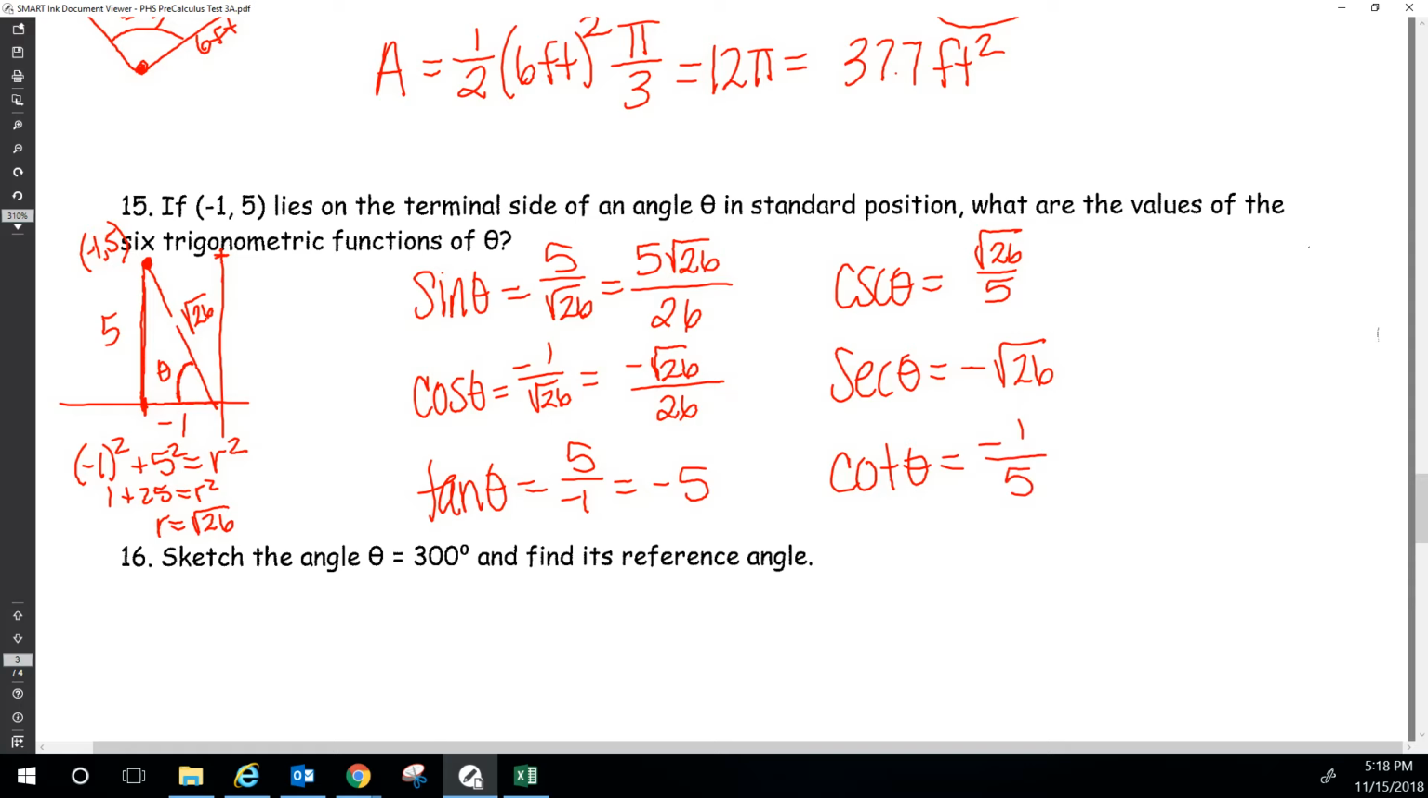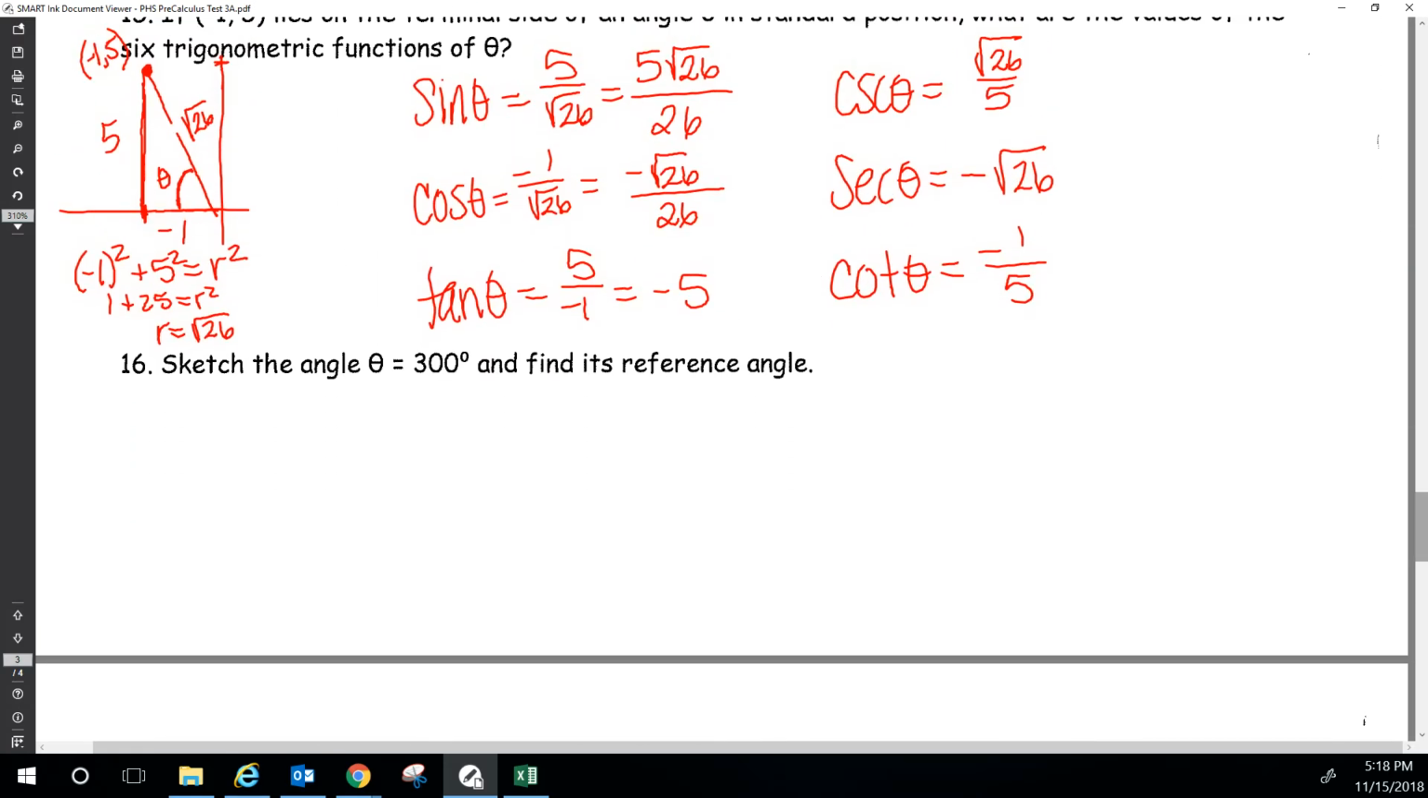All right, number 16 says sketch the angle theta equals 300 degrees and find its reference angle. So here we go. This is 0 degrees, 90, 180. Hopefully you're not having flashbacks to your recent quiz. 300 degrees is going to be between 270 and 360. Here we go. This angle here is 300.